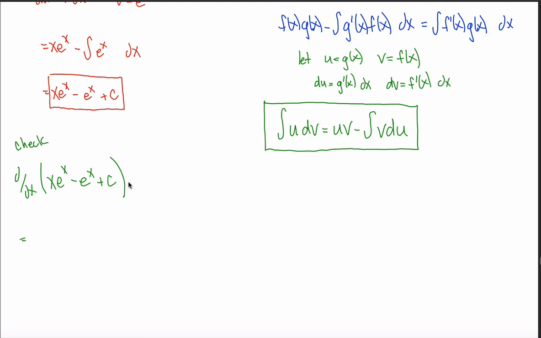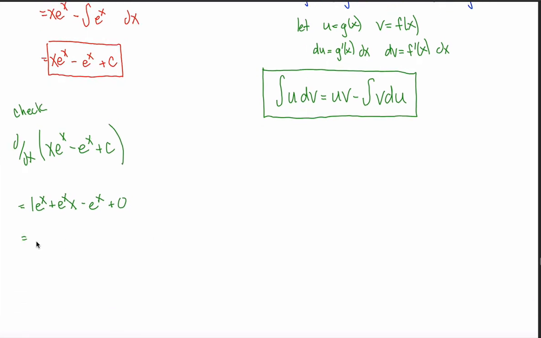If I asked you for the derivative of this answer, well, x times e to the x, you'd have to use the product rule. You'd say the derivative of f times g is f prime, which is just 1, times g, which is e to the x, plus g prime, which is e to the x, times f, which is just x. So using the product rule, the derivative of this first term is this guy. Using the fact that the derivative of e to the x is just e to the x, the derivative of the second term is just e to the x, and then the derivative of a constant is 0.